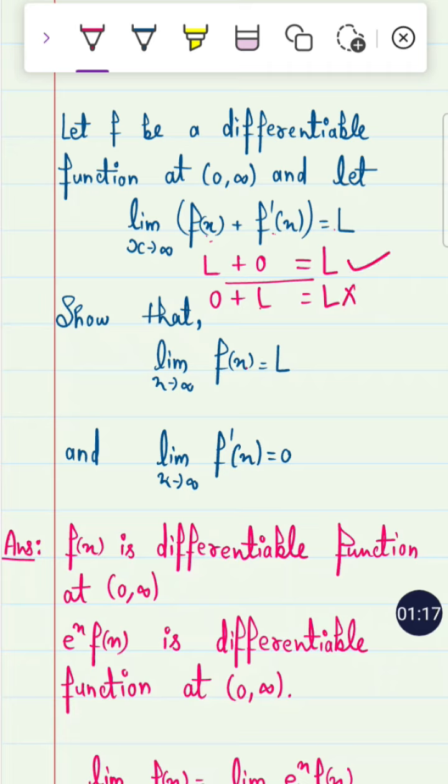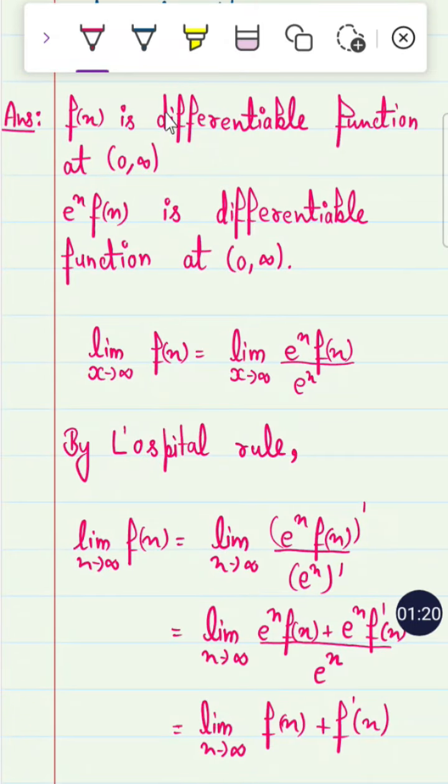Let us define this. The function is differentiable on (0, infinity), and e to the power x is also a differentiable function on (0, infinity). Let us take it because the exponential function is monotonic increasing on (0, infinity), where the function is defined. So let us take the limit as x tends to infinity of f of x, which we can write by multiplying and dividing in numerator and denominator by e to the power x, as e to the power x f of x upon e to the power x.